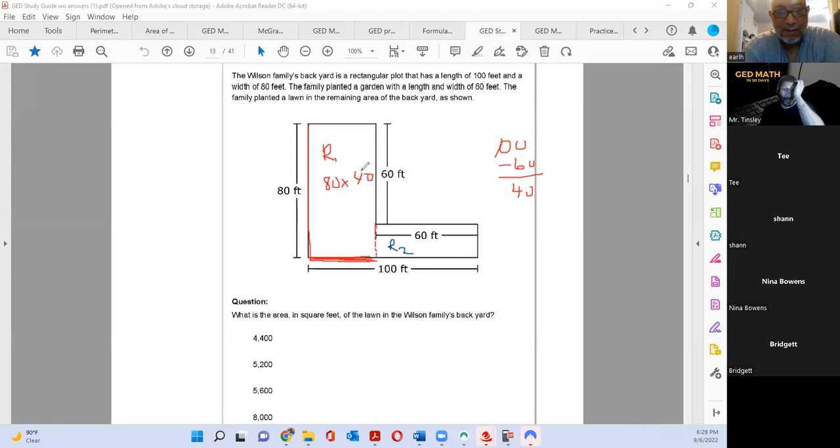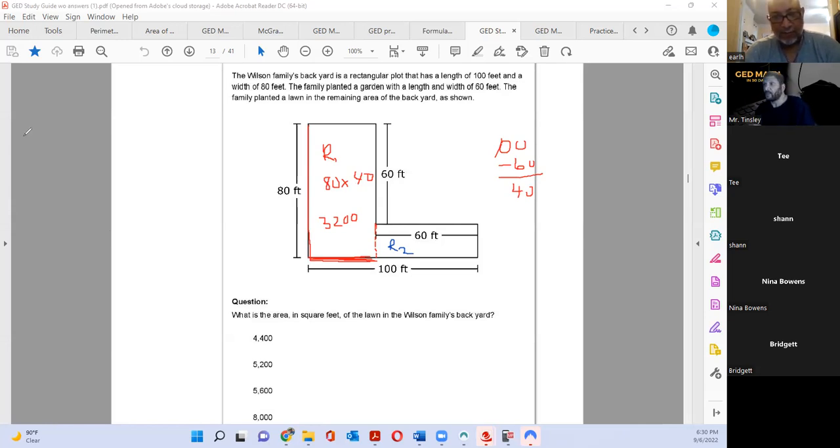So what's 80 by 40, if we're trying to find the area of just that rectangle? When you're trying to find the area, what operation do we do? Multiply. What's 80 times 40? What's 8 times 4? 32. And how many zeros do we have? 2. So that first rectangle, that area is 3,200. Are we done? No, because now we must find the dimensions of the second rectangle so we can find the area.